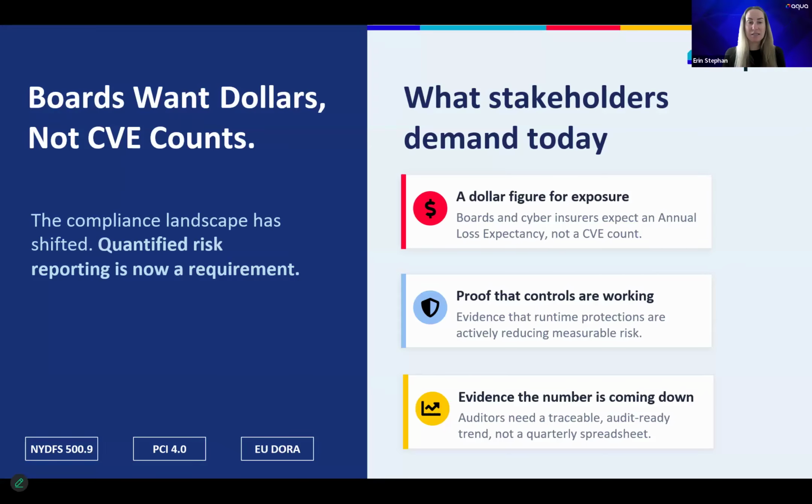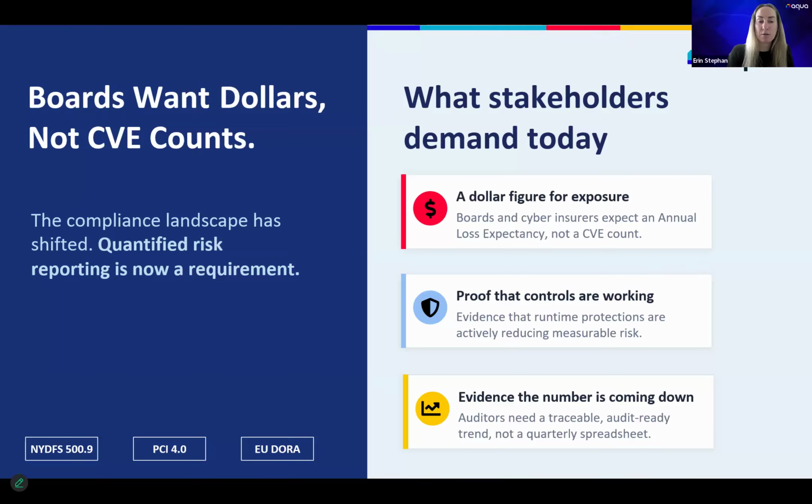And that the evidence is actually, the number is coming down, that the more controls that we have in place, the more that we're doing, not just on the left side, right, scanning and making sure the code that we're pushing to production is good and quality and clean, but also everything that we have in place on the right side is traceable, and that we can actually put the dollar figure that we put this control in place, and this is effectively reducing our risk.